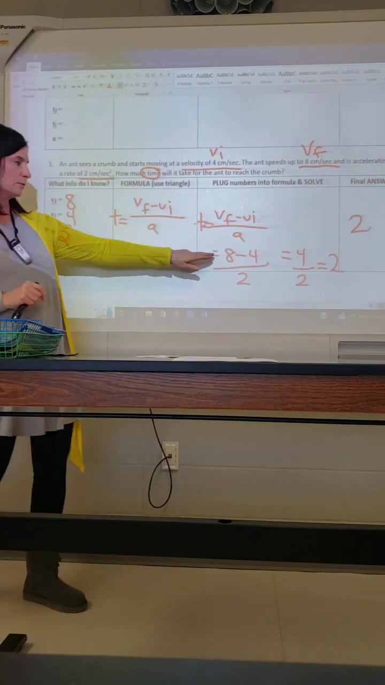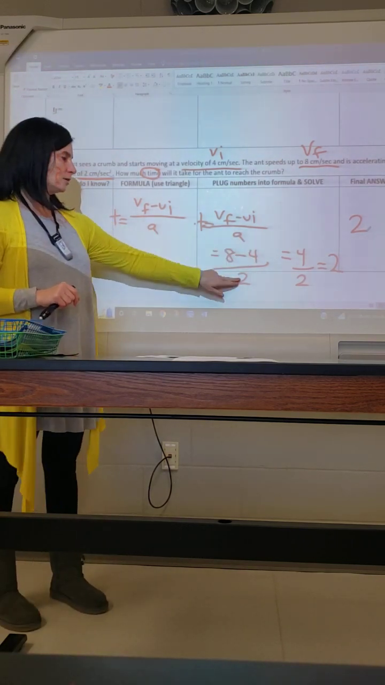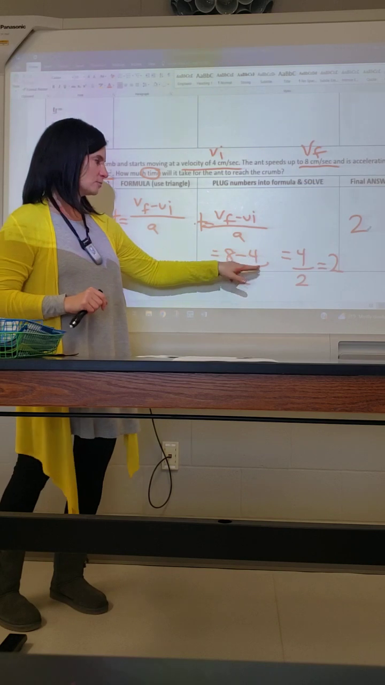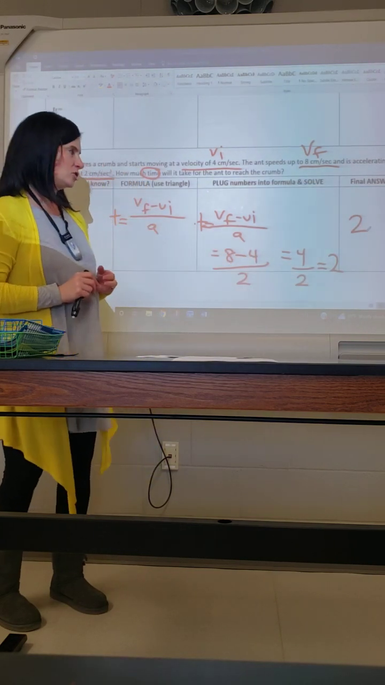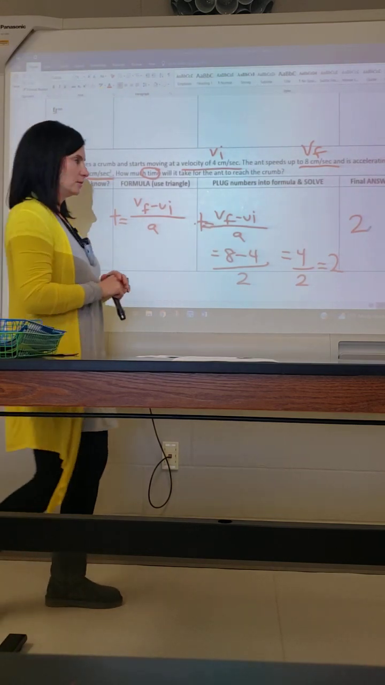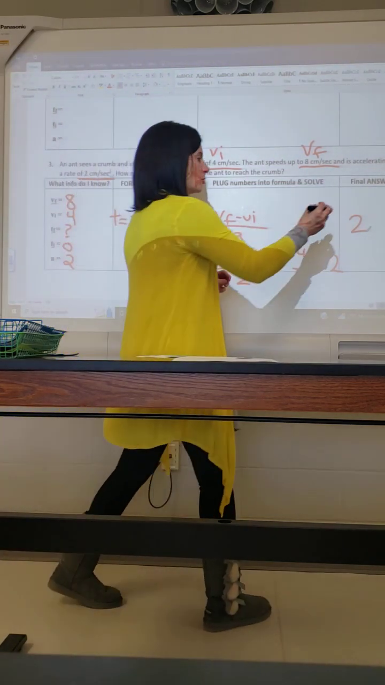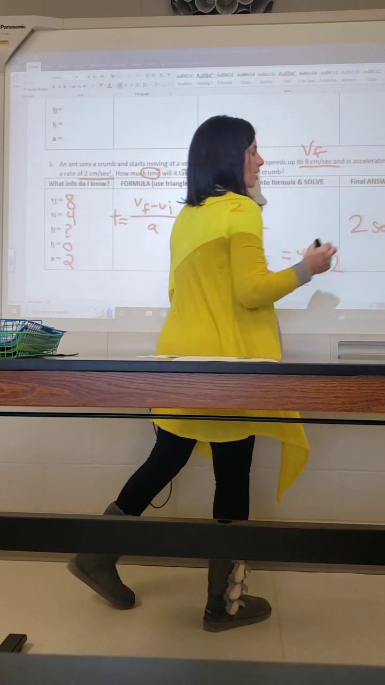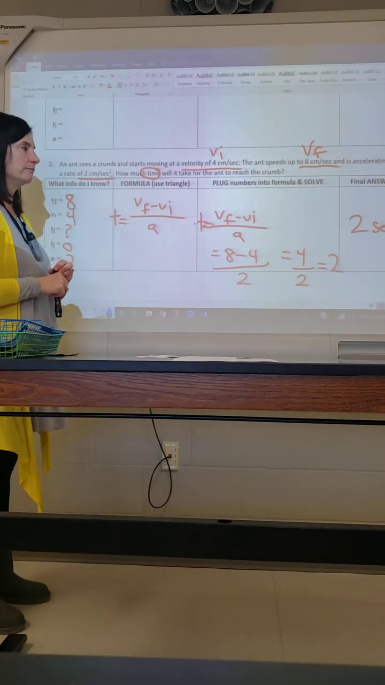Anybody not clear? We get 8 minus 4 over 2. Simplify our subtraction, then do our division. What time unit do you see in this problem? Just time by itself, Garrett? Second squared. Okay, let's drop the square. Second. There we go. S or SEC.